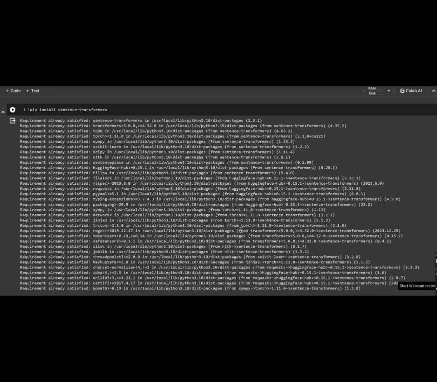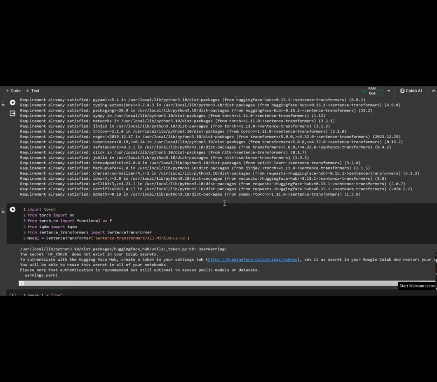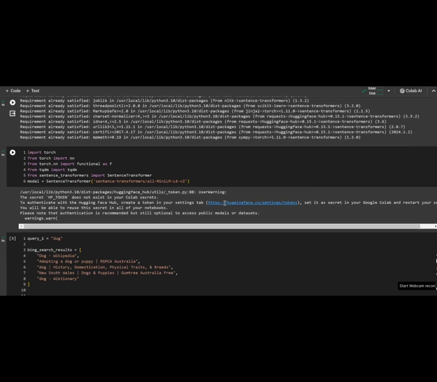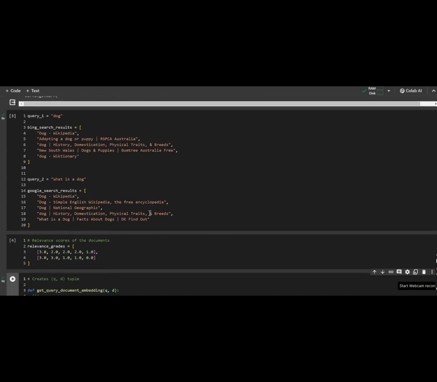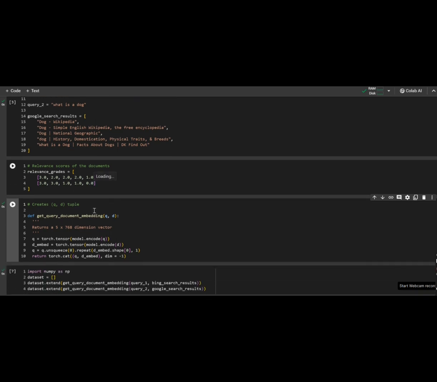Next, I will implement ListNet. To implement ListNet, I need to have some basic libraries installed on our system. First, we need sentence transformers to get the embeddings of the queries and the documents. And these are all the basic imports. And this is the data set that we will train our model on. For a given query, there are 5 relevant documents, present in decreasing order of their relevance score. There are a total of 10 documents, and these are all the relevance grades.